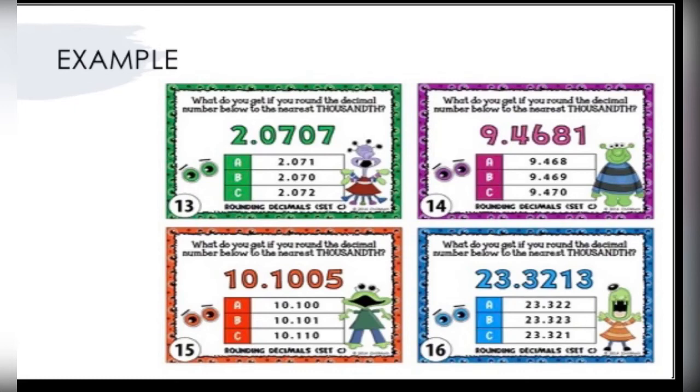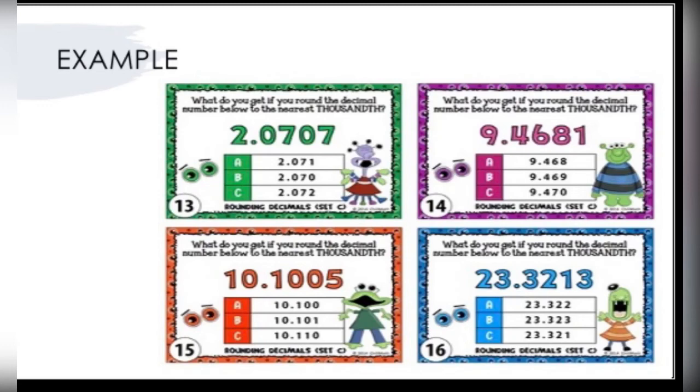Number 14, the purple card. Which digit is in the thousandths place? 8. We're looking at the 1. 1 is less than 5, so the 8 stays the same. So is it A, B, or C? A.